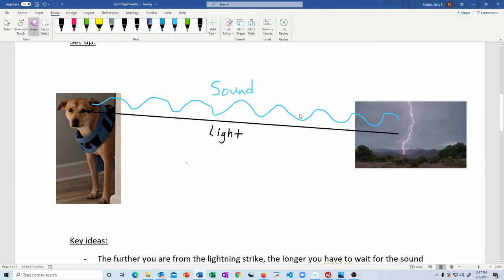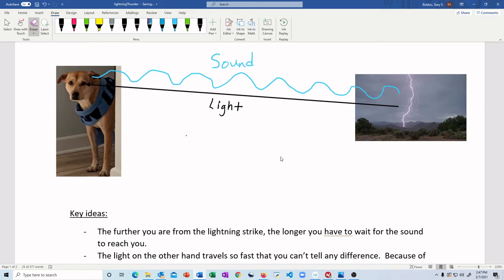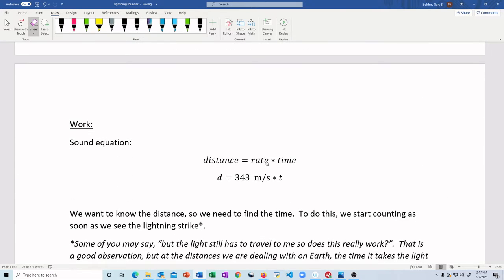Okay, and the way that we're going to do that is we're going to say, down here, we have a formula. Distance equals rate times time. We've used this formula already. We used this in the last unit, right? So we're going to keep playing around with this, and we're going to use it again in this unit.